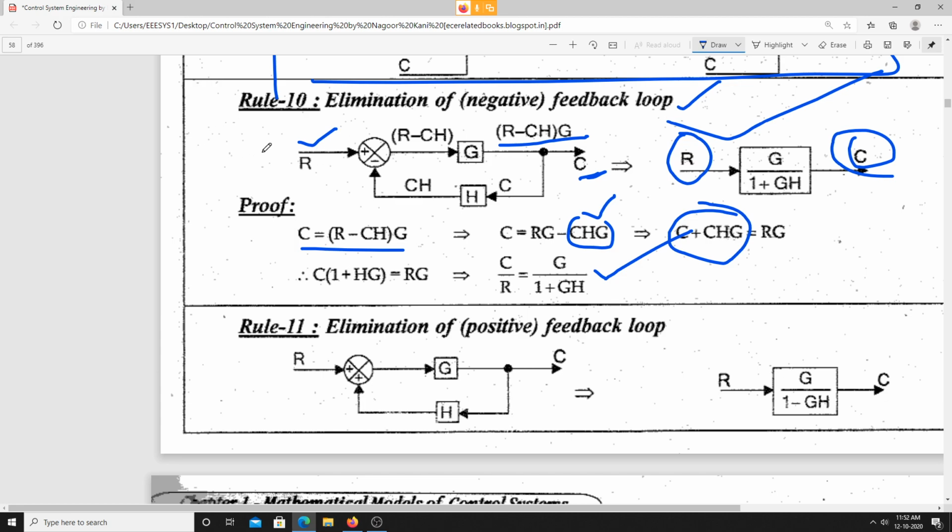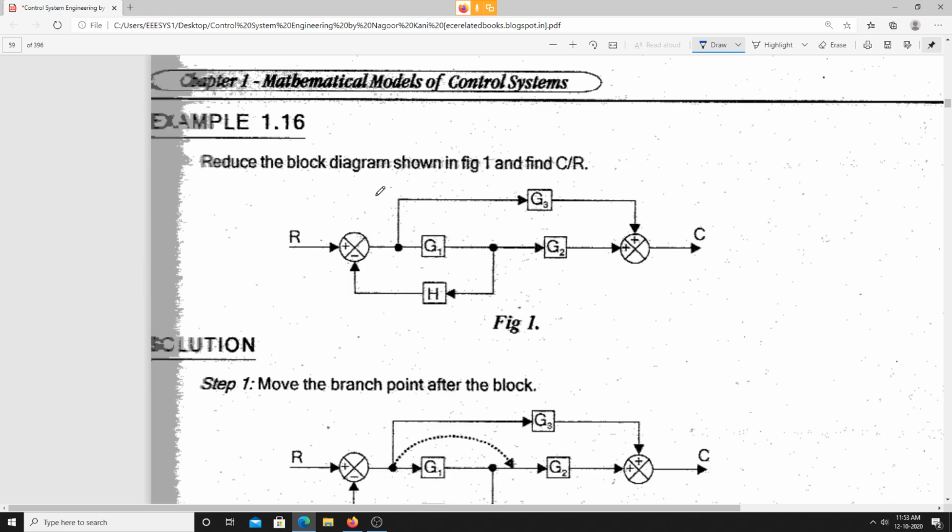So here rule number 2 indicates the elimination of negative feedback, whereas rule number 11 resembles the elimination of positive feedback. So the overall transfer function C by R we have is G by 1 plus GH. In the case of elimination of positive feedback loop, C by R we have is G by 1 minus GH. Is it clear?